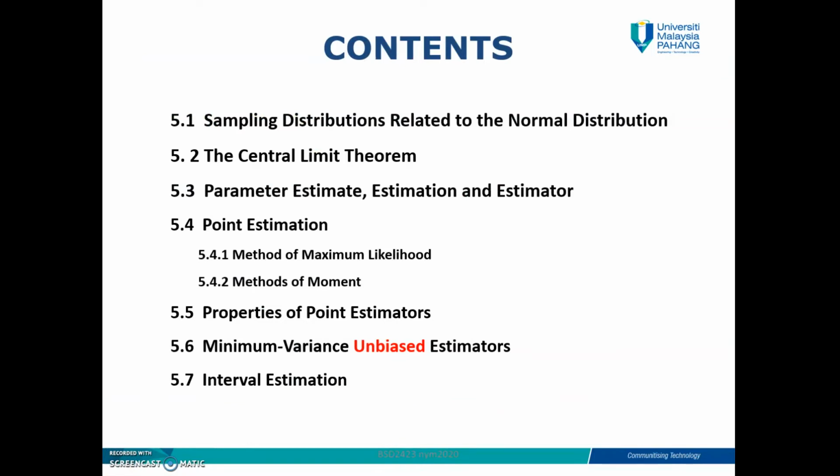So this is the contents. You can see that you have 5.1 until 5.7. But if you refer to your textbook, this content is not in one chapter only. You will have it in chapter 7, chapter 8, chapter 9, so it's a combination of chapters. When I do the notes, I use the same numbering as in the textbook, so it's easier for you to refer in the future.